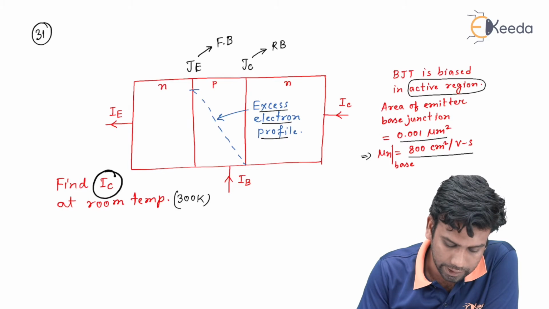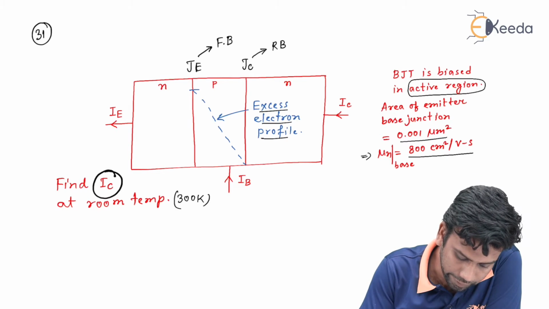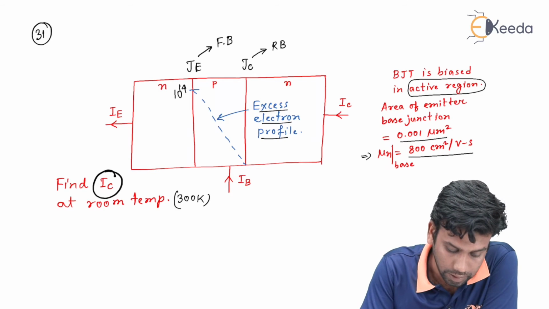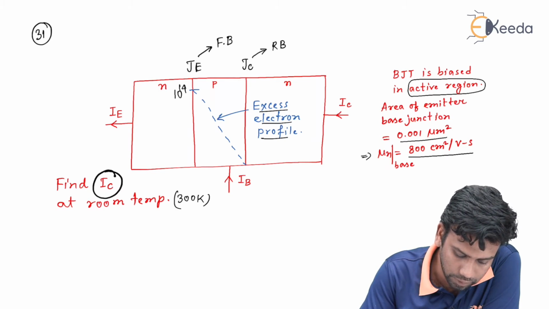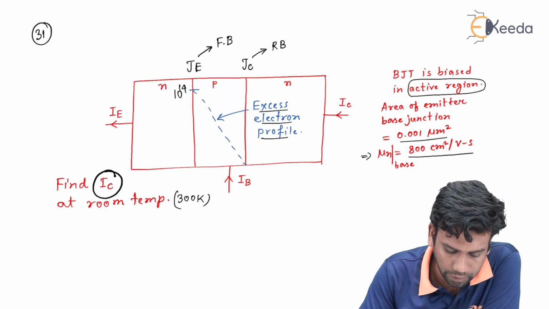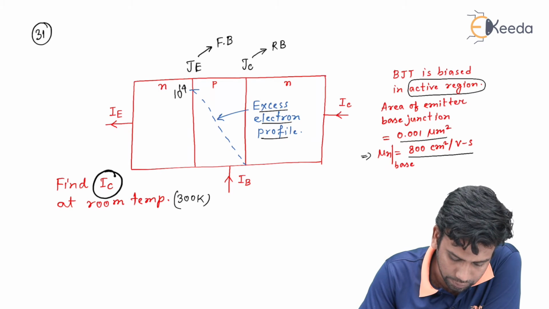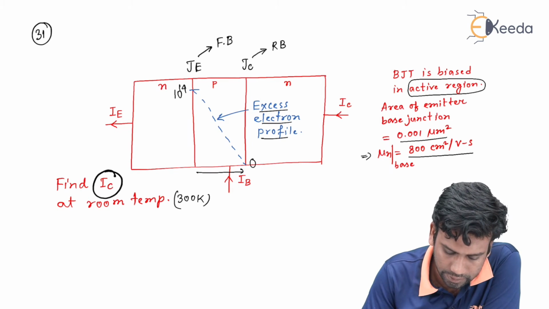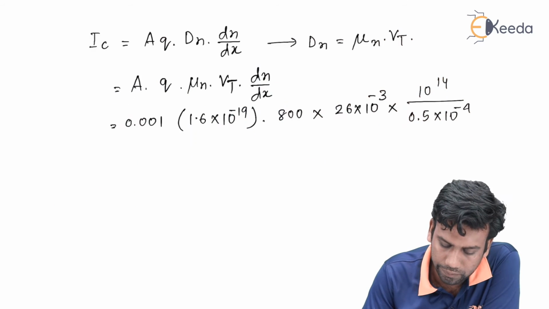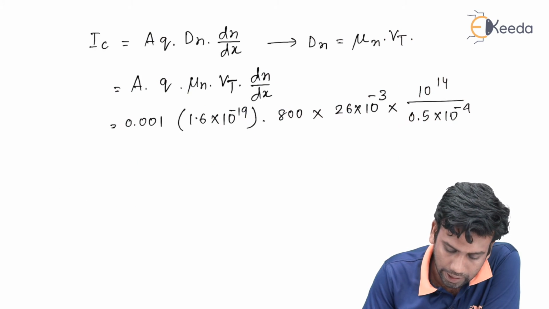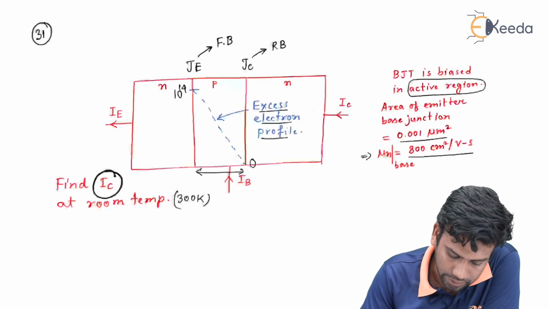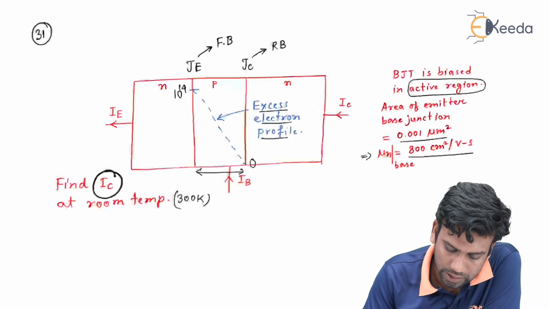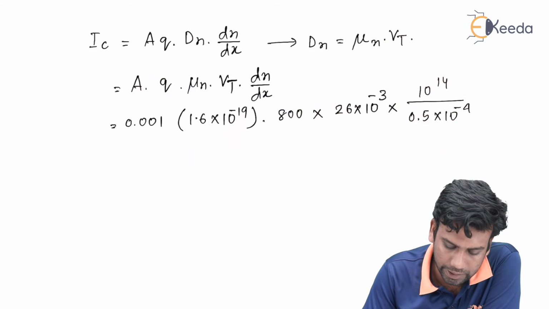Because if we see here, we can see the excess electron profile has been given and the value here is written as 10 to the power 14. So the excess electron profile is changing from 10 to the power 14 to the value of 0 within this distance. That's what I have written, 10 to the power 14, that is the del n, and it is written that the total thickness of the base region is 0.5 into 10 to the power minus 4.